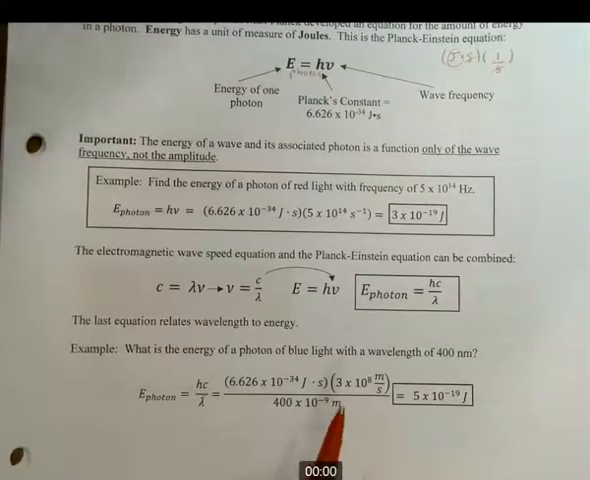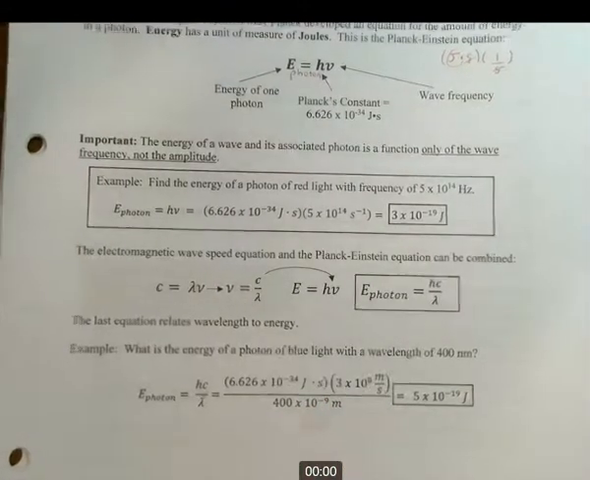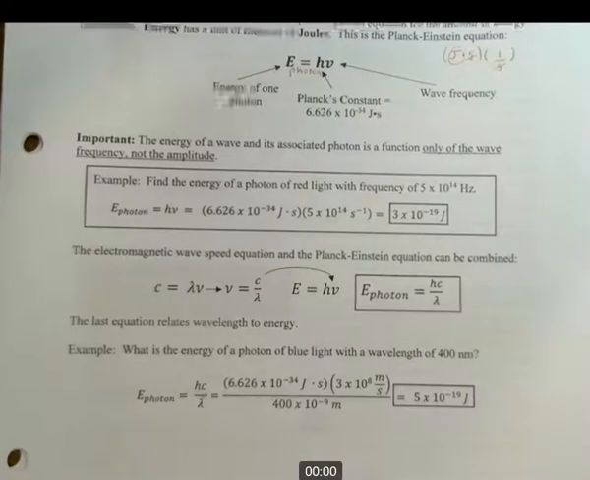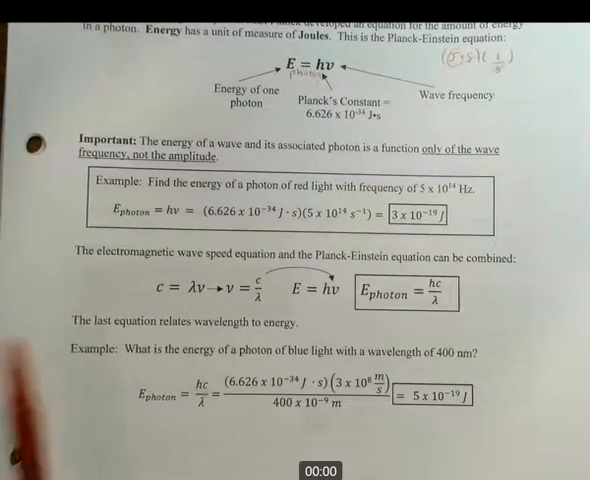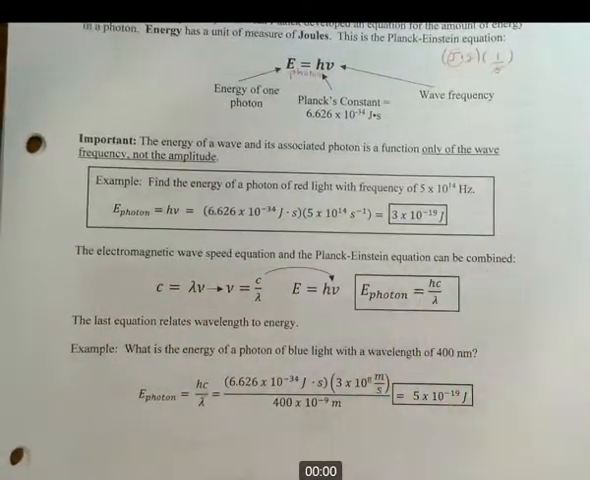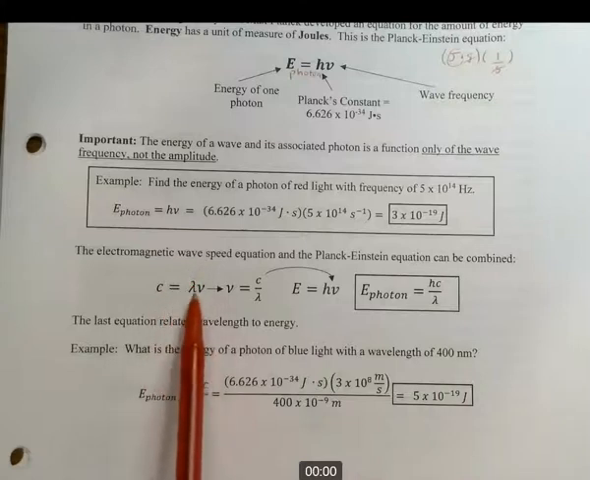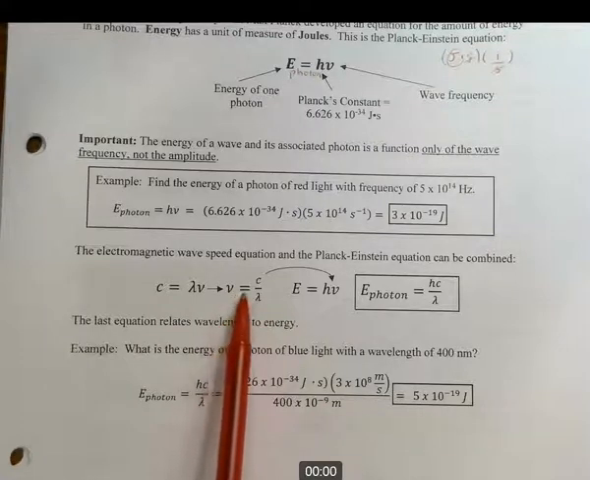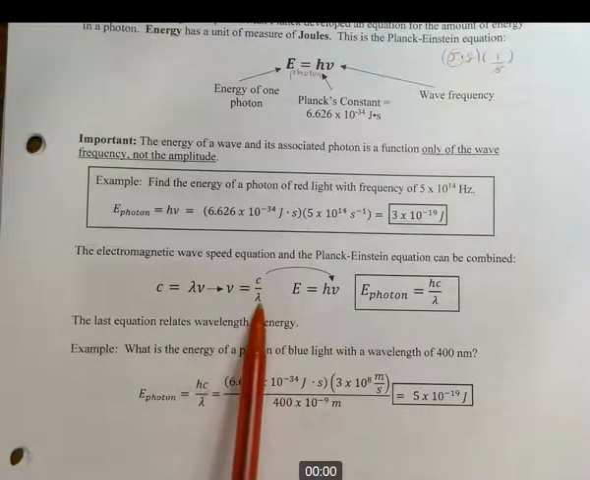Okay. The last equation relates wavelength to energy. Example, what is the energy of a, well, let me read the equation first. The electromagnetic wave speed equation and Planck's equation can be combined. So if you take c equals lambda nu, and you solve that for nu, you have nu equals c over lambda.